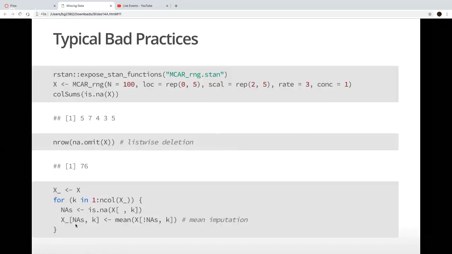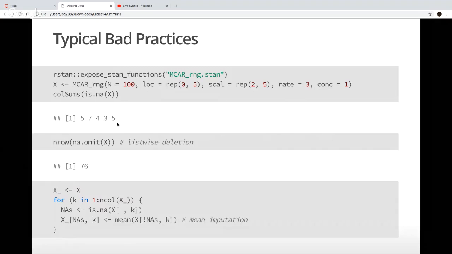Okay, so if that is the data generating process, we can use it to think about practices that are still very prevalent, and historically even more prevalent, in the social sciences and probably a lot of other fields, that are just horrible. So we can expose our function to R. We can draw 100 observations on 5 variables from the process that we just defined in our Stan program, and we see that of our 5 variables, there are 5 observations missing on the first one, 7 on the second, fewer on the other ones, etc.